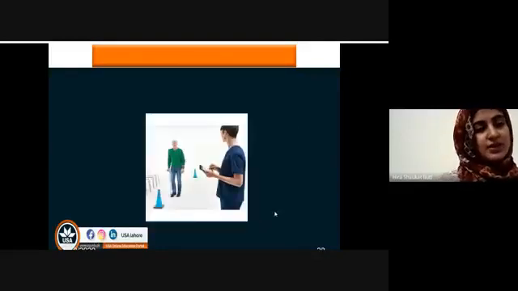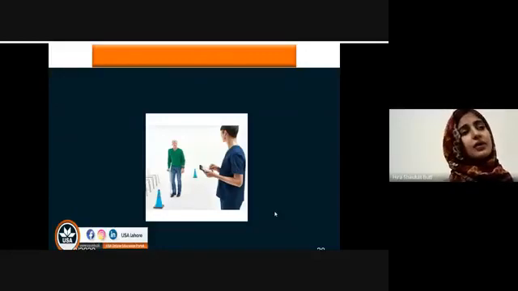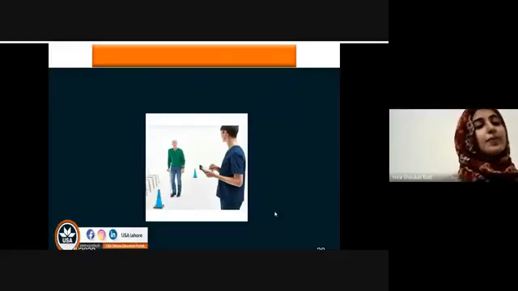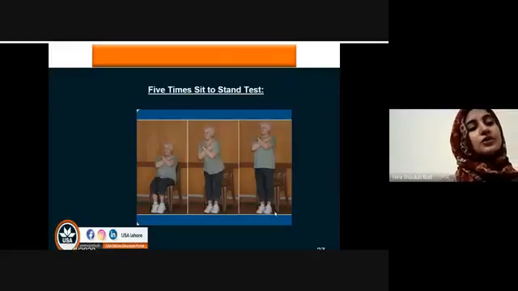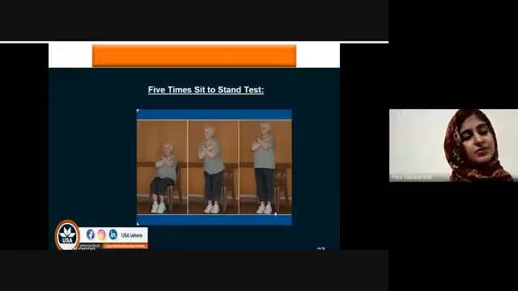There is the walk test. You can ask them to walk following a line pattern, or you can ask them just to go towards that point, or just go towards the door, or you can ask them to change their position from sitting to standing, from standing to sitting, the 5 times sit to stand test.